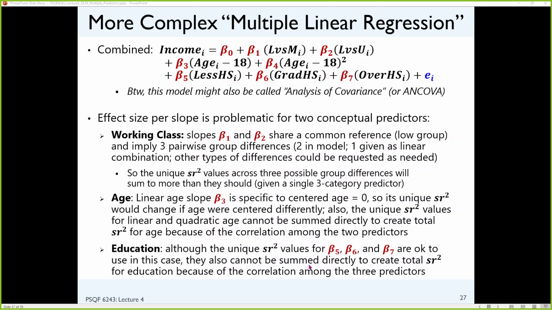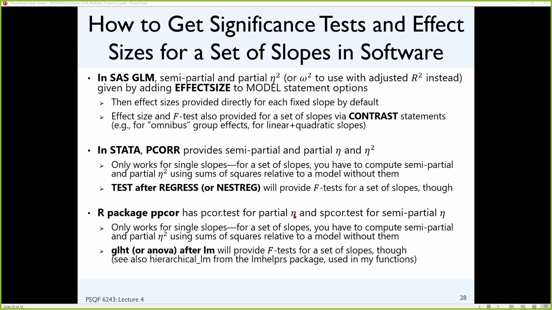And education works the same way, even though they're not relative to the same reference point, because there's going to be overlap in these predictors, we can't add up their semi-partial eta squares together. So we'll have to do a little bit of extra work to get all that stuff. The good news is that software has ways around this. So I'm listing all the different packages that we're going to see.